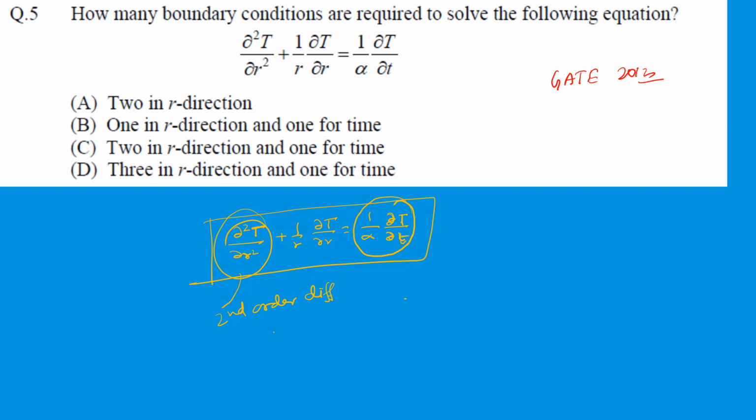Okay guys, so since it is a second order differential equation, it will need two values of this. So there will be two boundary conditions related to r and one boundary condition for time. Okay, so that's why the answer will be option C, that we need two in r direction and one for time.